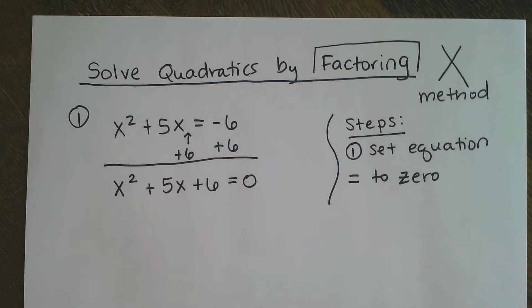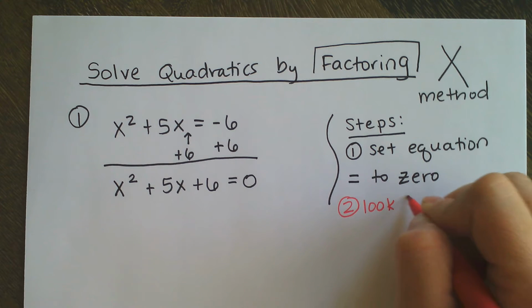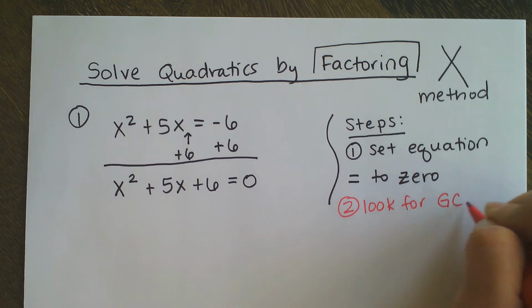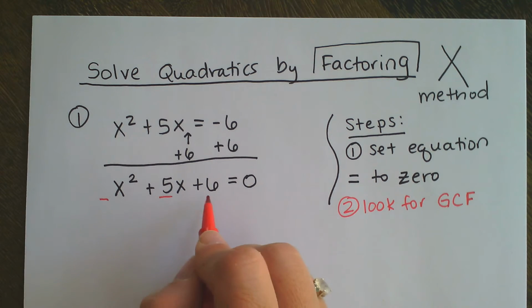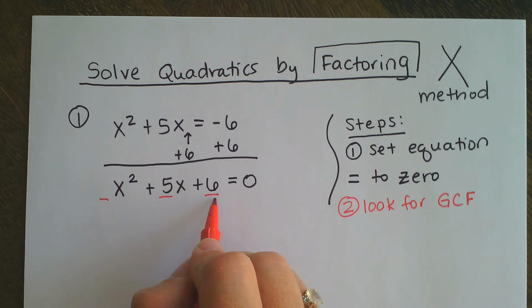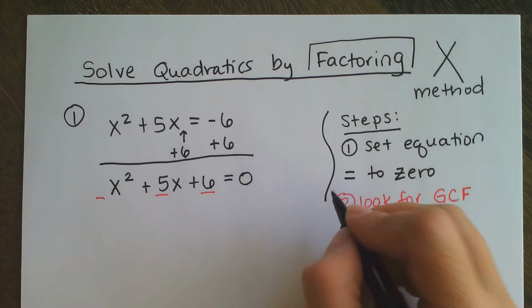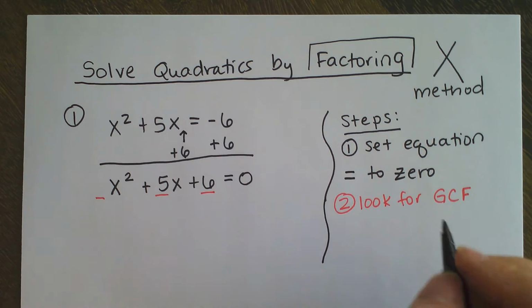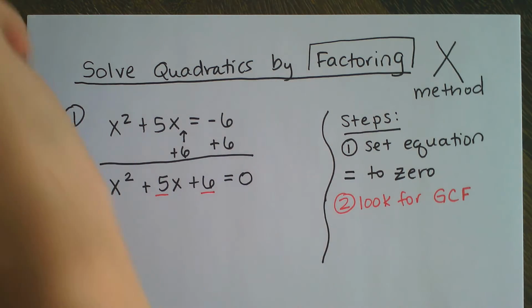All right, so once it's set equal to 0, we're going to look for a greatest common factor, something that all of the terms share. Well, this is a 1, and this is a 5, and this is a 6. So I can't divide any of those numbers by the same number other than 1. So we don't have a GCF. So that's finished. Now we're going to factor.